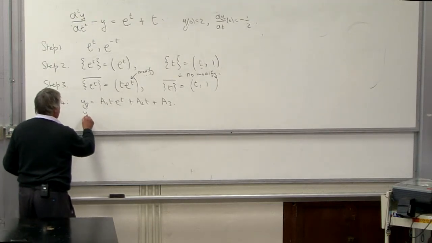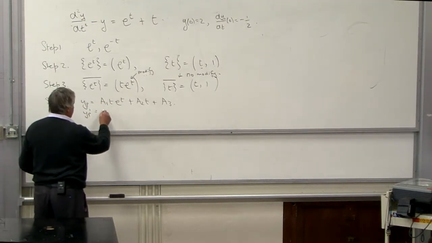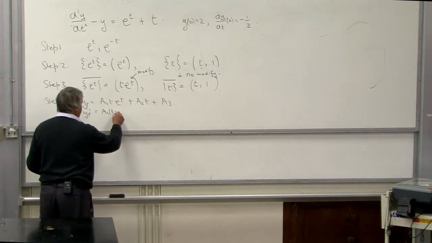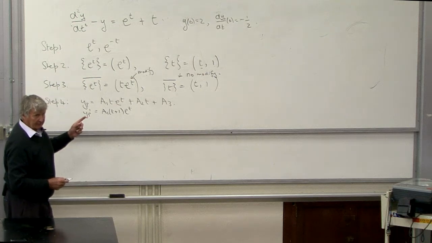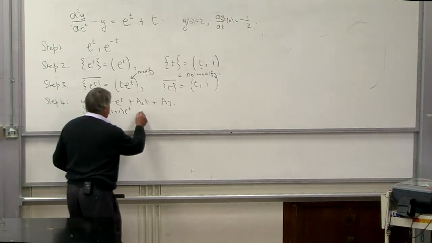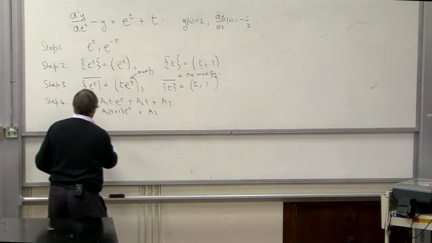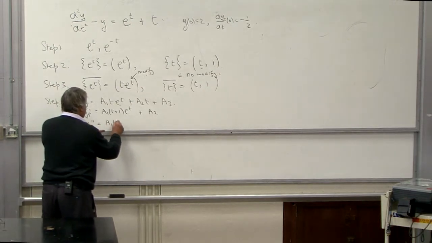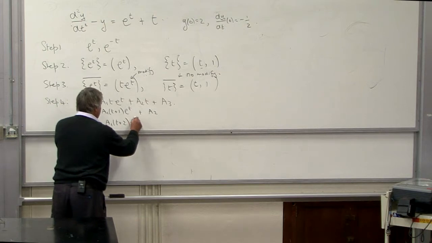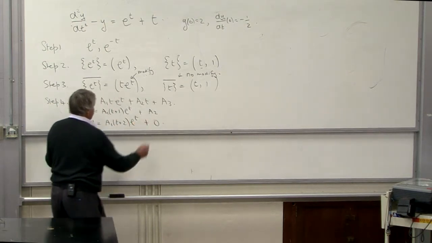This gives me yp prime. This will be a1 times (t plus 1) e to the t when I differentiate this, then plus a2. Yp double prime will be a1 times (t plus 2) e to the t plus 0.